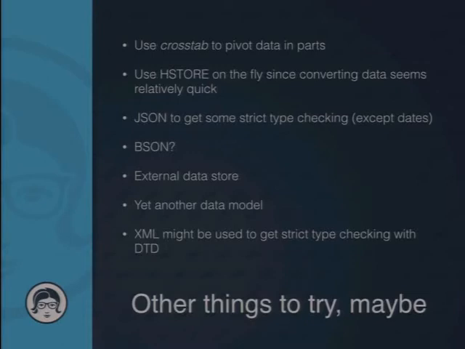A couple ideas that have been thrown around at various places. We had suggestions for using crosstab to pivot chunks of data at a time. After seeing that it took only a couple minutes to convert data for an entire partition, maybe we can convert data on the fly for an account. Basically, this is pivoting the data, converting to HStore as a way of pivoting data. Some people are concerned about whether it's important to still have strict type checking with dates. Maybe find something that will use BSON. Still find something else other than Postgres to use. Maybe try another data model if one looks reasonable. And I even got a suggestion to use XML to use DTDs and check our types that way.